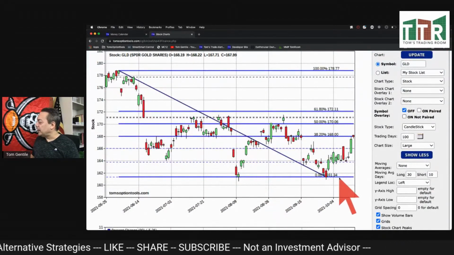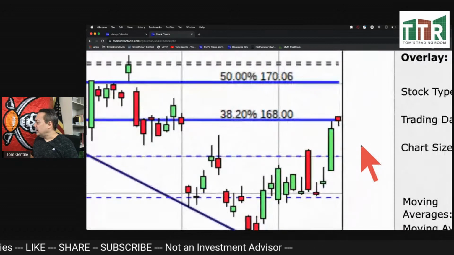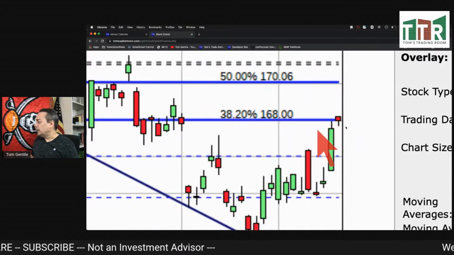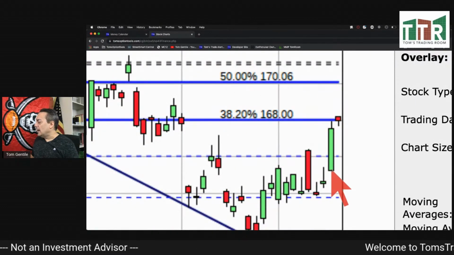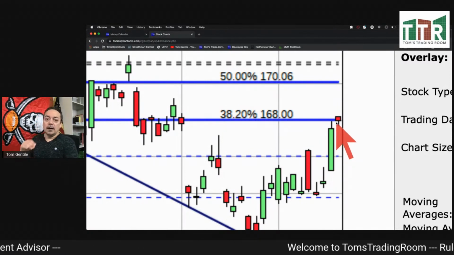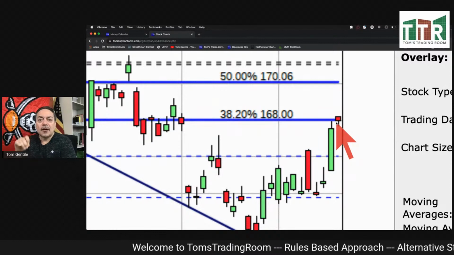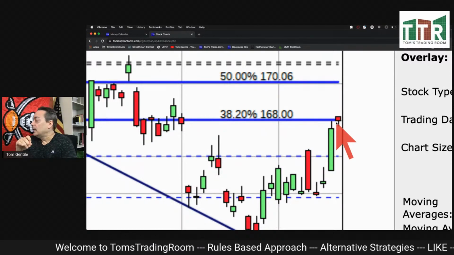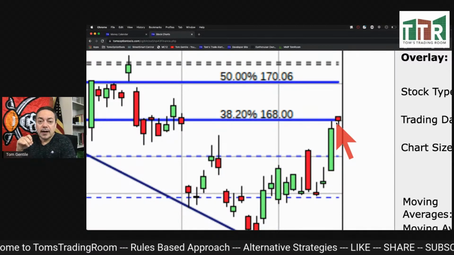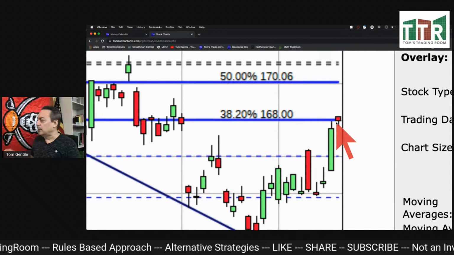And what do you see here? You know what I see? I see us running into resistance right there at that 168 level. We had a big run up yesterday. In fact, that was probably one of my best positions yesterday, GLD. GLD is really doing nothing for me today, but everything else is kind of coming into fruition.